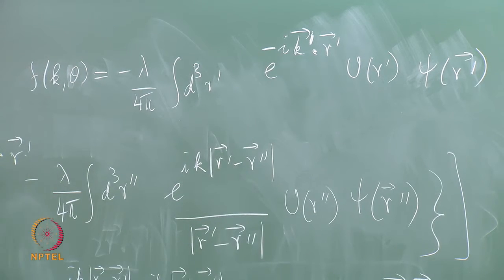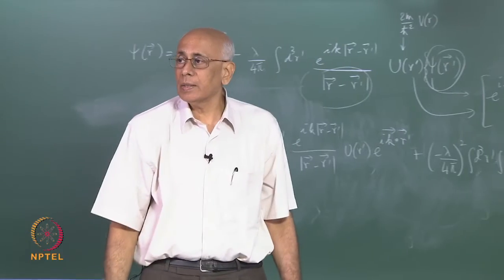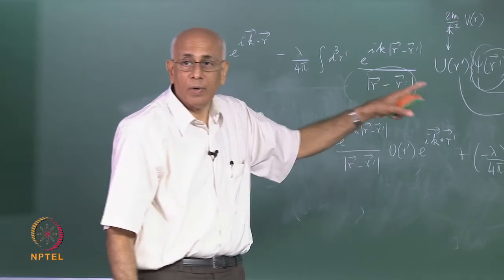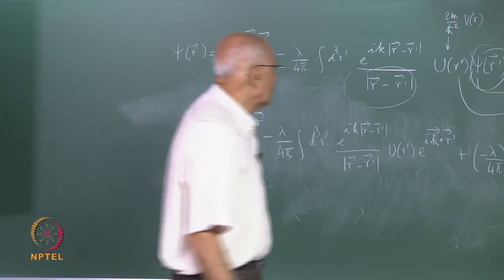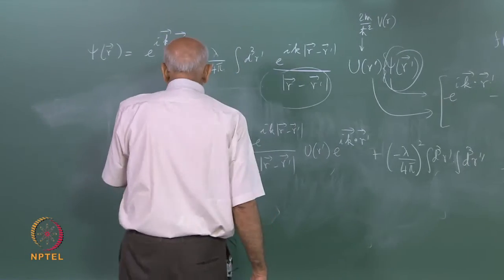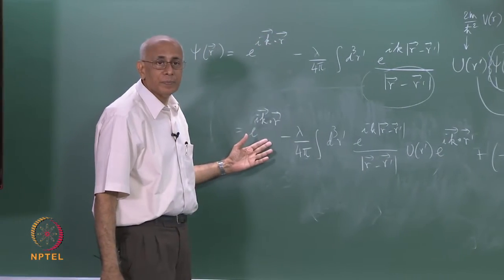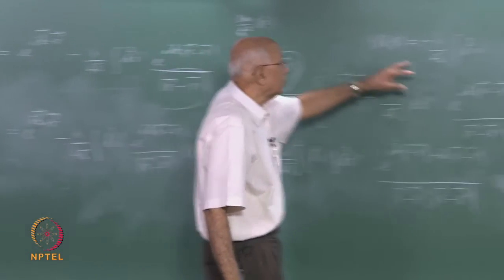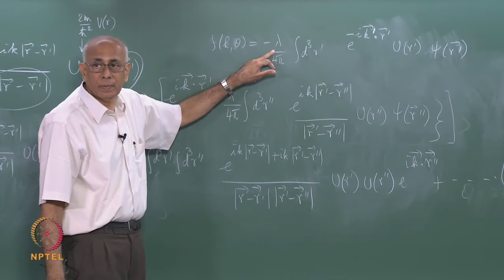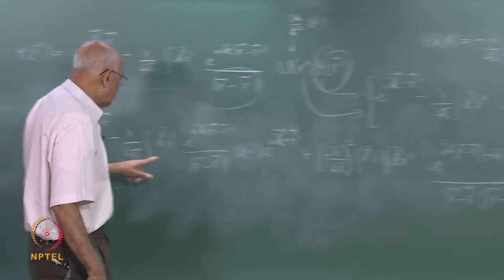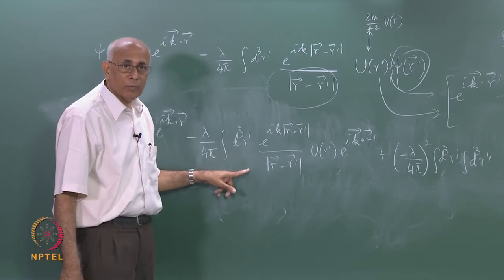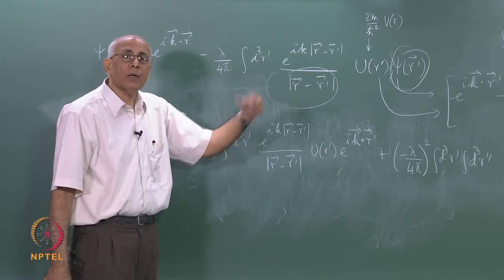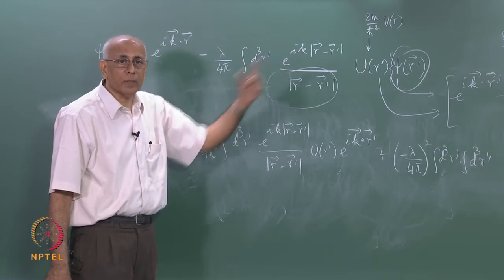Now let us implement the Born approximation, the Born series for the psi of r prime on the right hand side. The first term is e to the i k dot r prime, this guy here, and that is already of order lambda because there is a lambda sitting here. So if I use this term in psi for psi of r prime, then I end up with the second order term, order lambda squared term, etc.